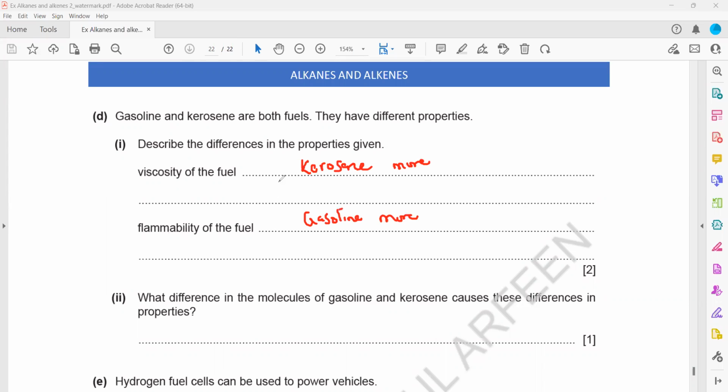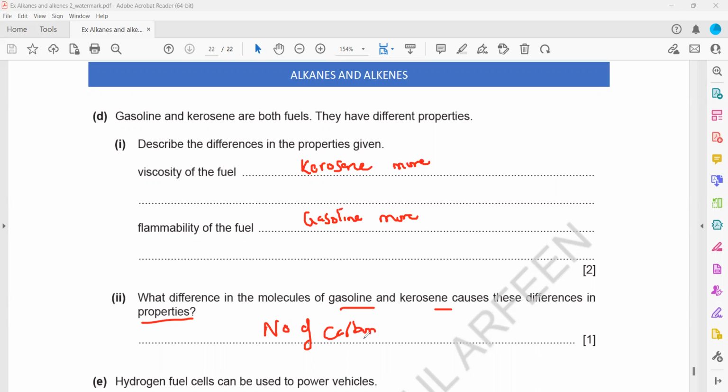Which produces more energy when it burns completely? Kerosene, because it has more carbon atoms, a bigger carbon chain. So what difference in the molecules of gasoline and kerosene causes these differences in properties? Kerosene has greater molecular size. Or you can say they have different numbers of carbon atoms.